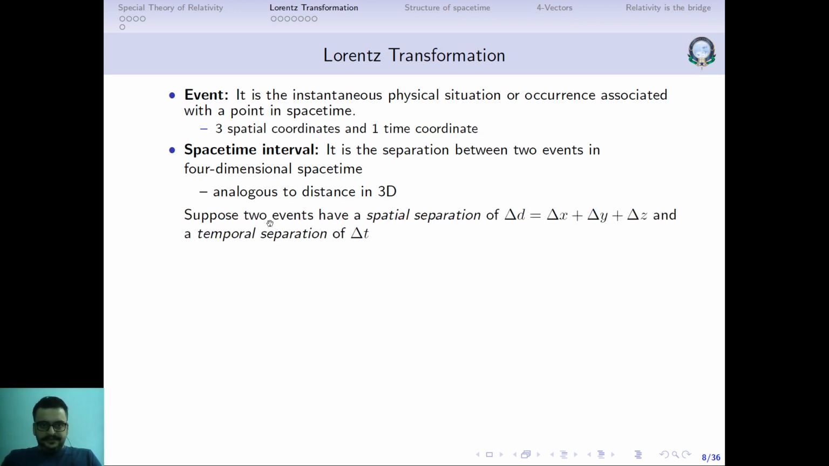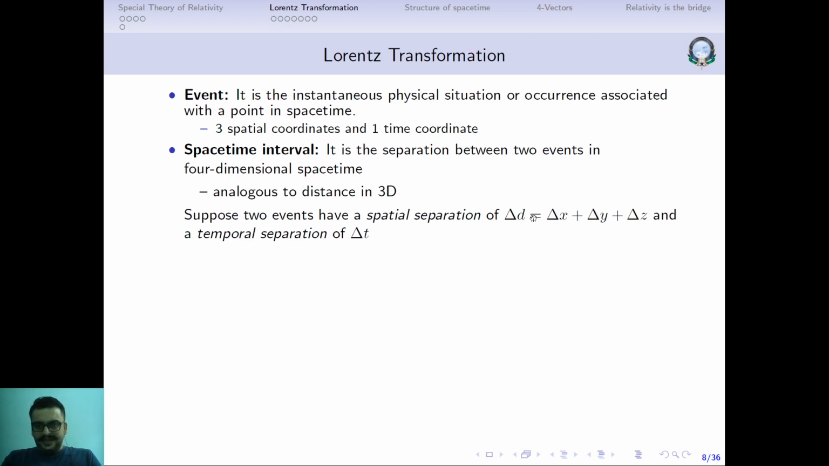So suppose I am having 2 events which have a spatial separation of delta d. One event and another event are separated by a distance delta d, by a displacement delta d. So delta d is equal to the displacement along x plus displacement along y, displacement along z.